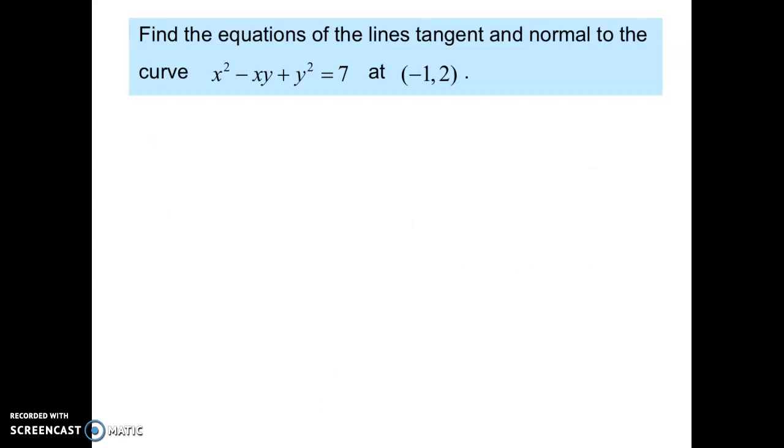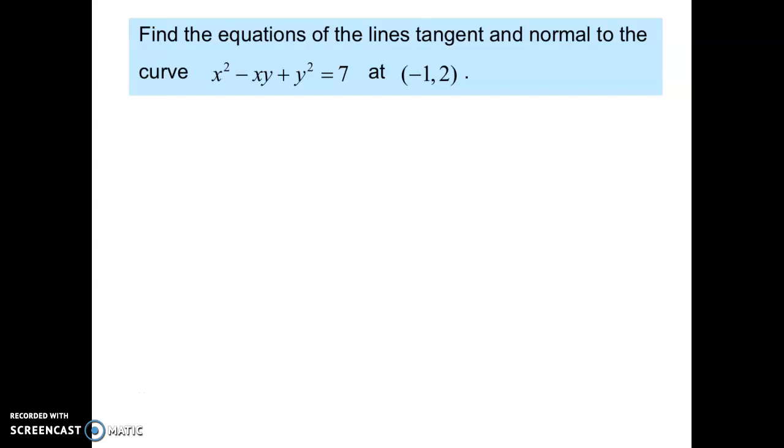Let's find the equation of the tangent line and the normal line to the curve of x squared minus xy plus y squared equals 7 at the point of tangency -1, 2. And by the way, if you put -1, 2 into this expression, if we put in -1, you see that the expression for y would equal 2. So we're given the point of tangency and we're given this implicit function.